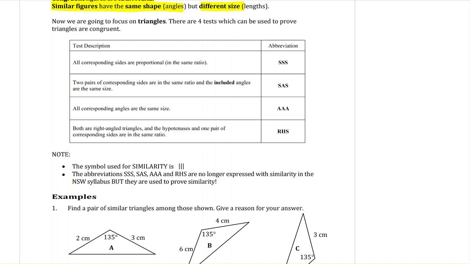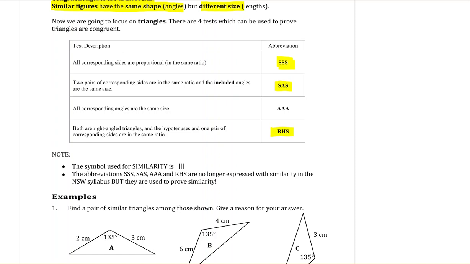Now they look a lot like the congruence ones, okay? But there is a slight difference in the meaning. So the first one, the abbreviation is SSS over here. It means that all the corresponding sides are not equal, they're in the same ratio. So you need to show that they have the same scale factor, the same common ratio for each of the three sides. For SAS, you want to show that two sides are in the same ratio and your included angle is equal.